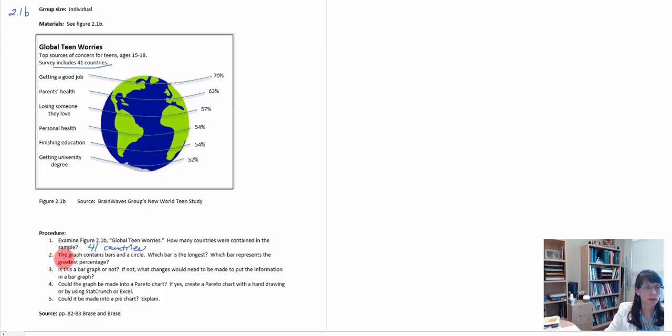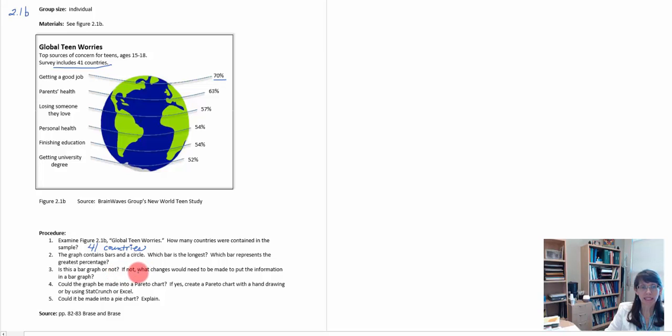Question number 2. The graph contains bars and a circle. Which bar is the longest? So the bars actually look like curved lines, but they are representing our bars. So the longest line would have to be associated with the largest percentage. So the first bar concerned with getting a good job has the longest bar, and it has the highest percentage of 70%.